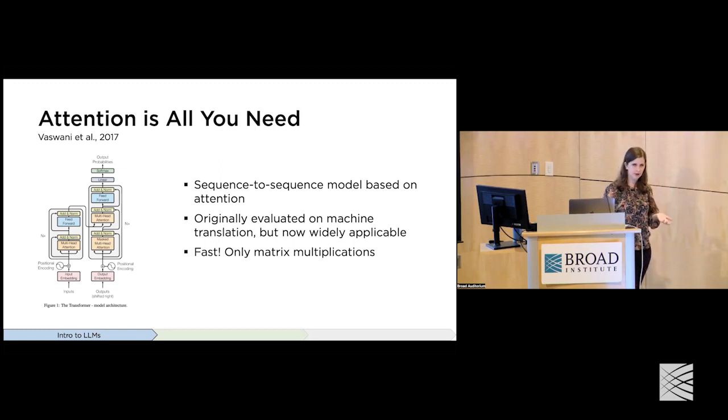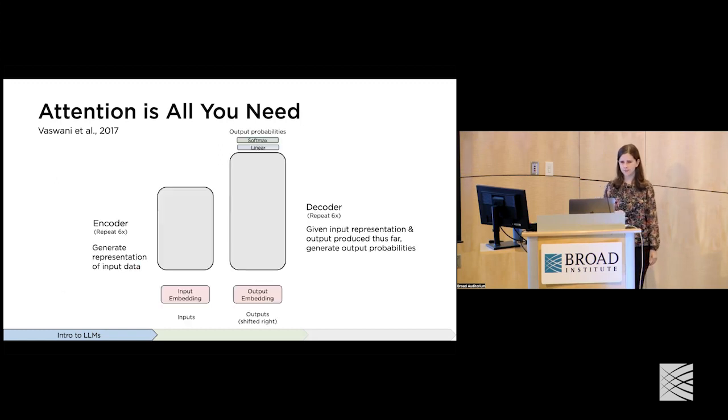And the transformer model was actually originally designed for translation. Again, the benefit of this model architecture is that it's fast. There's only matrix multiplications as part of the model. So now I want to spend a little bit of time to just go briefly through this model architecture to make sure everyone's on the same page.